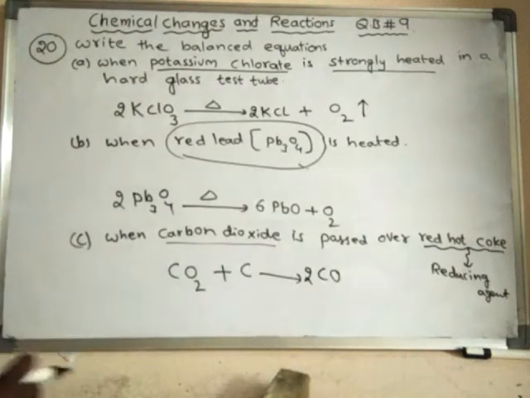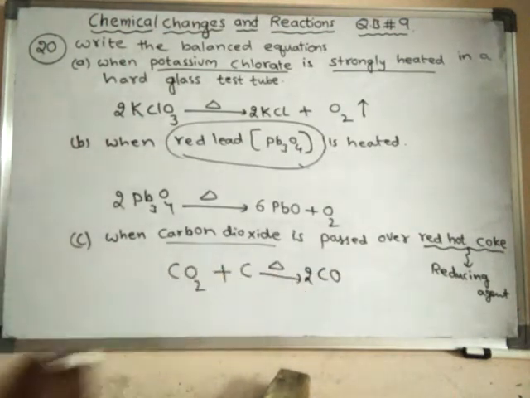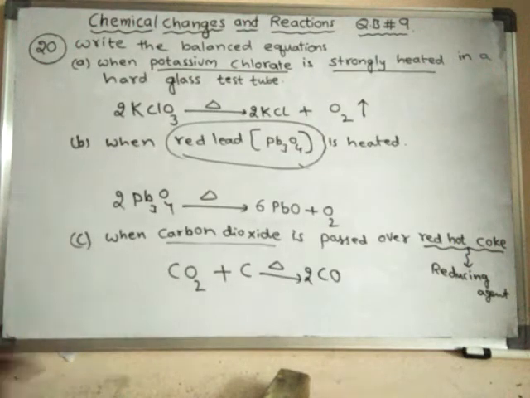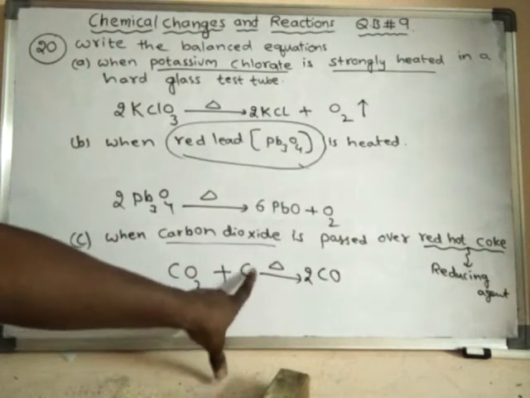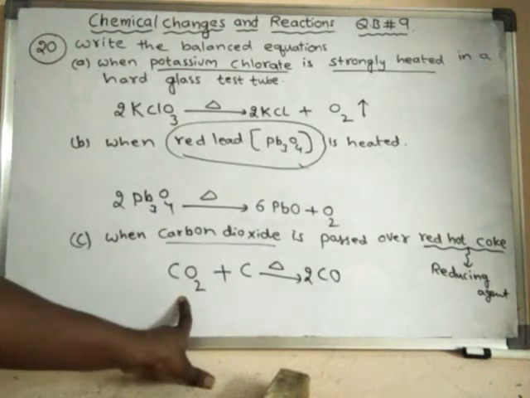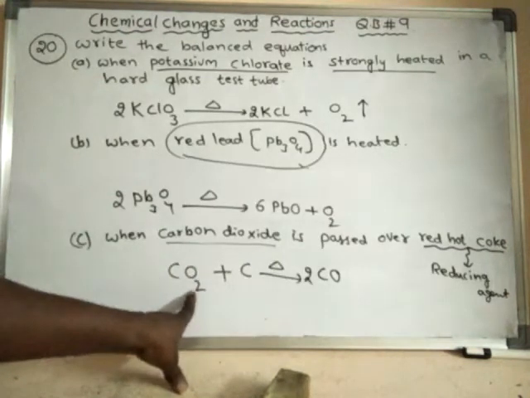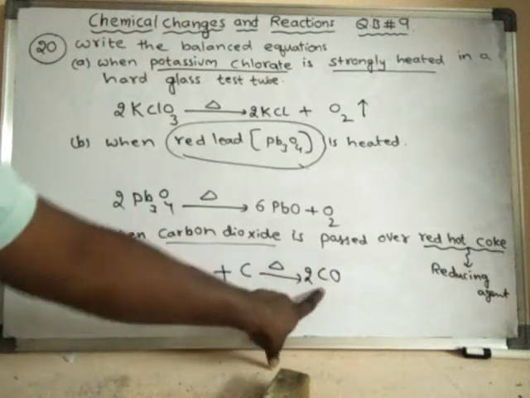So this is the balanced chemical equation. Red hot means under hot conditions, that means when heated. When carbon dioxide gas is passed over red hot coke, as red hot coke is a reducing agent, it will take oxygen from it. The carbon dioxide loses one oxygen and becomes carbon monoxide, and the carbon, after gaining one oxygen, also becomes carbon monoxide.